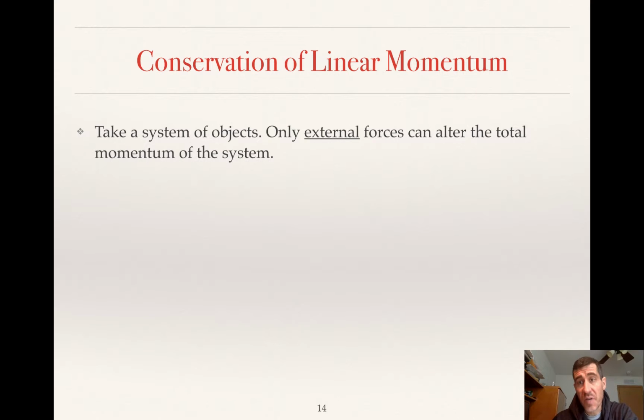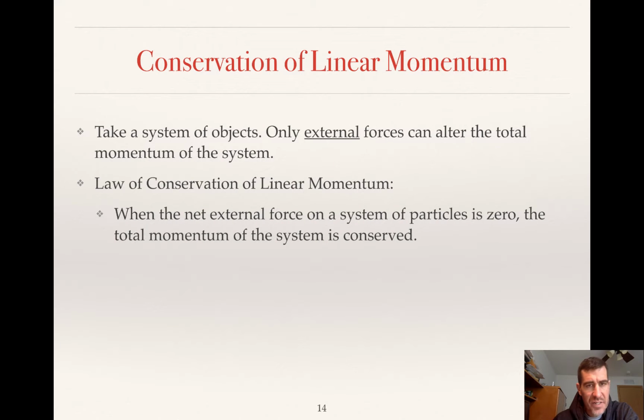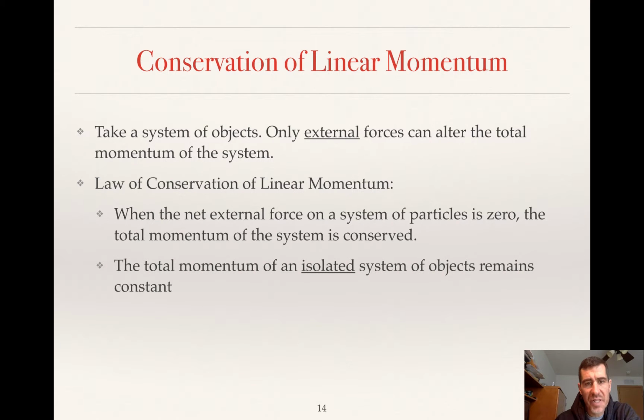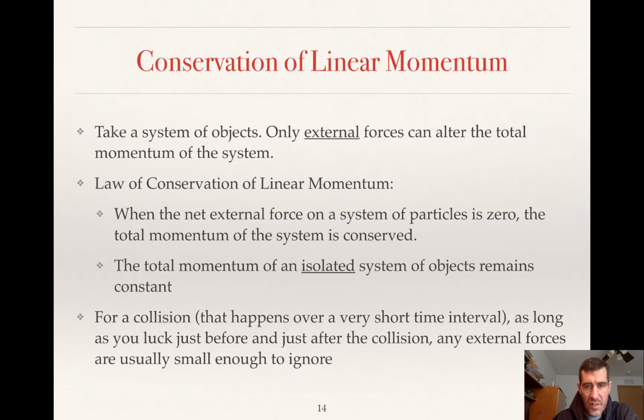If you have a system of objects, only external forces can alter the total momentum of the system. So remember, if there was zero net external force, then the momentum was conserved. It stayed constant. This is the law of conservation of linear momentum that says when the net external force on a system of particles is zero, the total momentum of the system is conserved. Another way to state that is to say that the total momentum of an isolated system of objects remains constant.